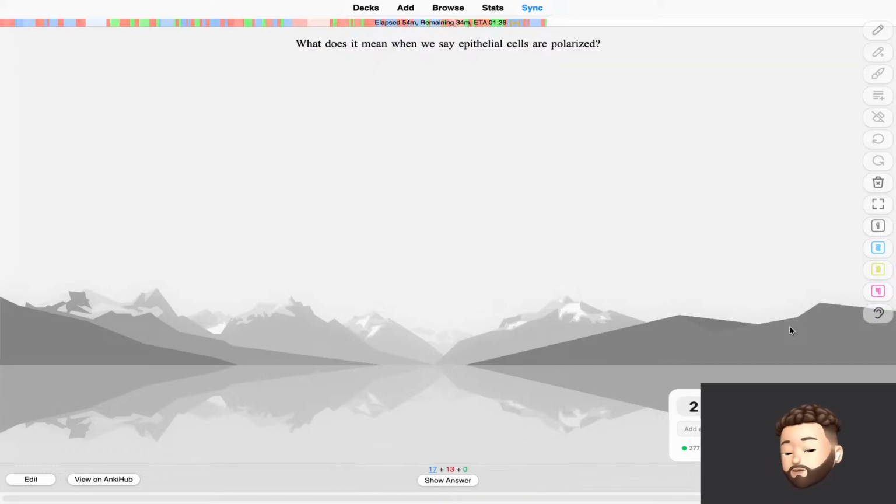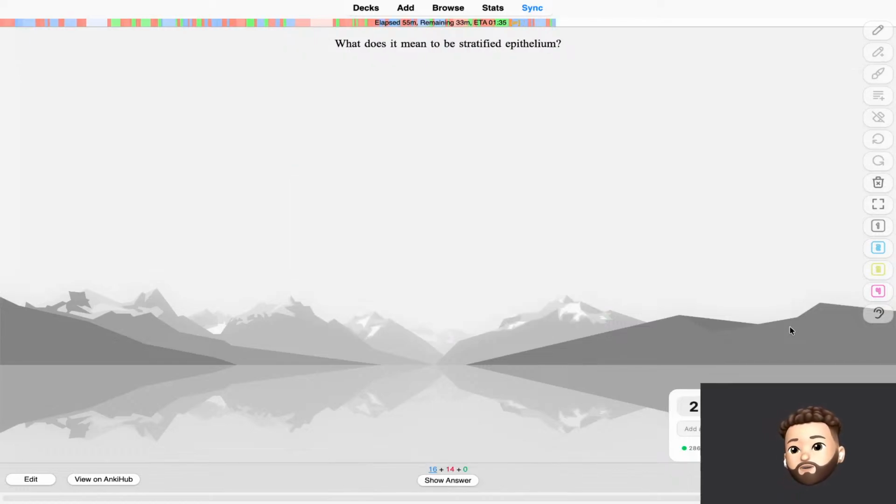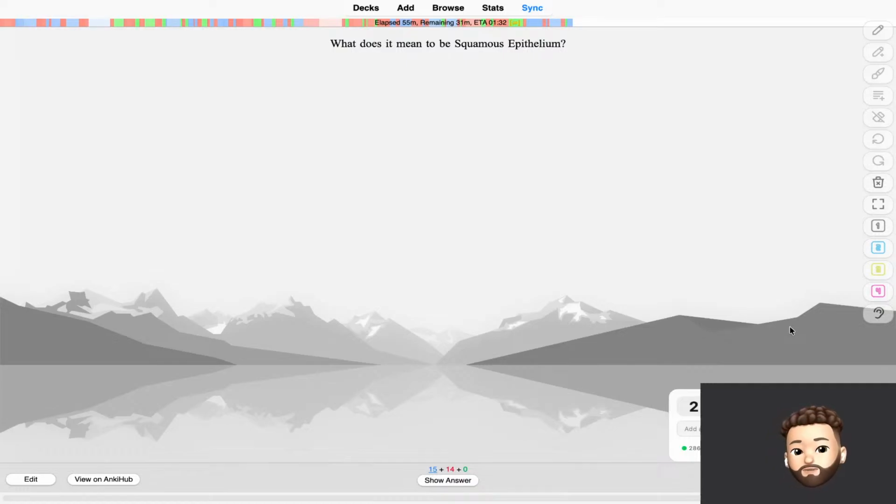What do we mean when we say epithelial cells are polarized? I don't know. One side of the cell is attached to underlying structural cells, the other is exposed to the lumen. What does it mean to be stratified epithelium? It means there are multiple layers of epithelial cells. And my grandma knew that.